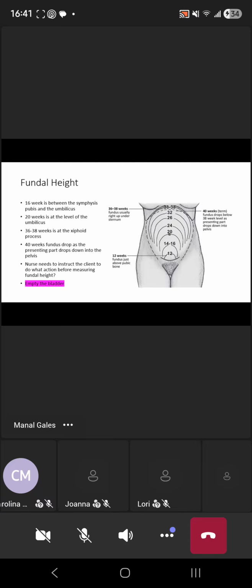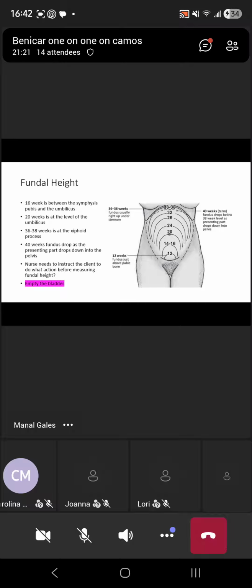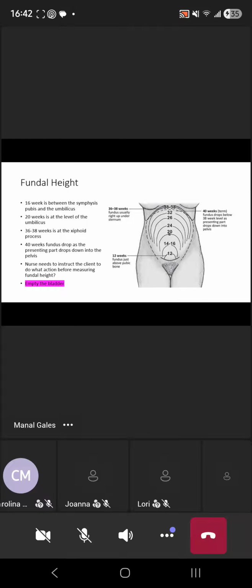Lower. When it goes lower, why does it go lower even though it is more weeks? What do we call the process when the fundus goes down? It is engagement. What does engagement mean? Engagement means the head of the baby is going down inside the pelvis. So that's why the fundal height goes down even though the weeks are higher.